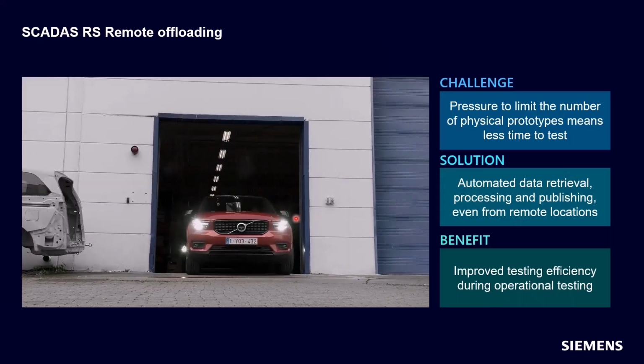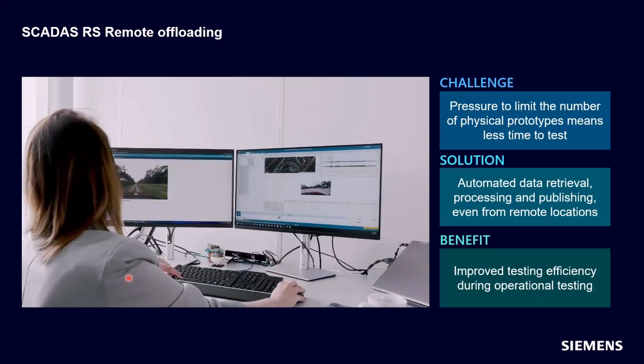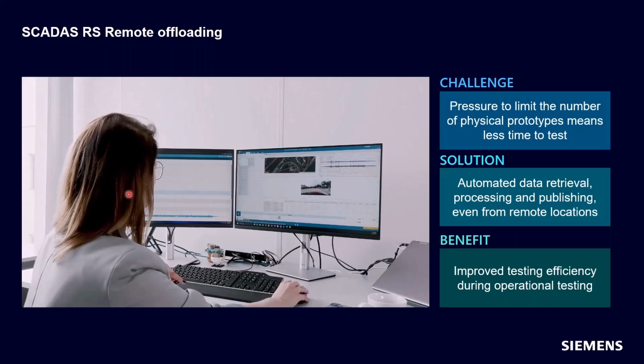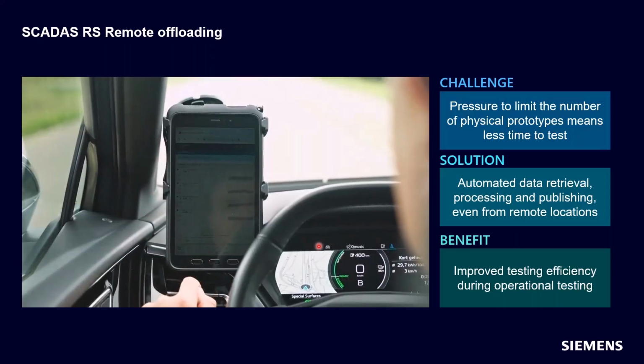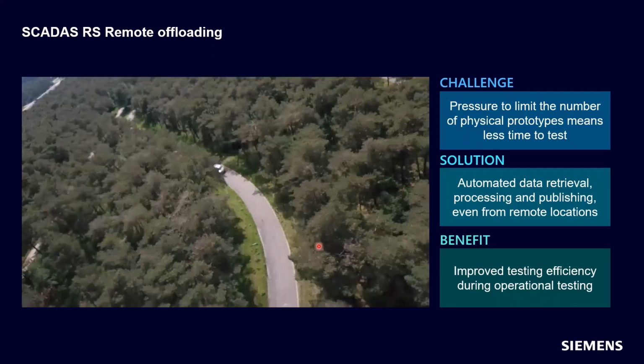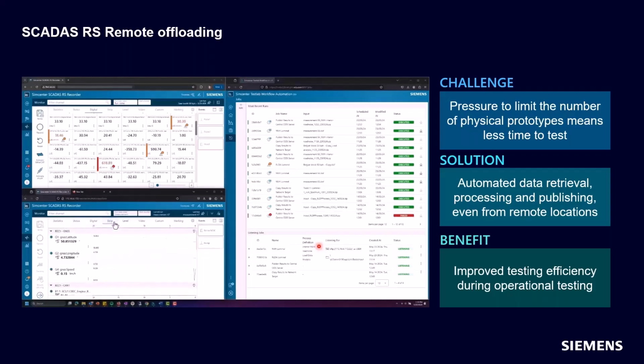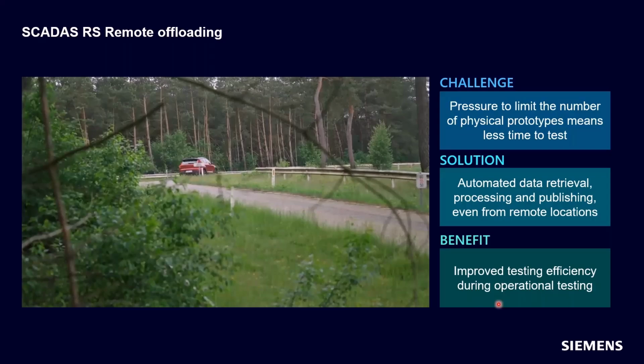And there's a video playing here where we've instrumented a vehicle. We're using a Scatus RS. We're testing it out on the road. While it's testing, the data can be uploaded, and an engineer back at the office can look at the results, see if they look good, and if not, have the test technician or the test engineer go out and do additional testing. So the benefit is improved testing efficiency during operational testing.